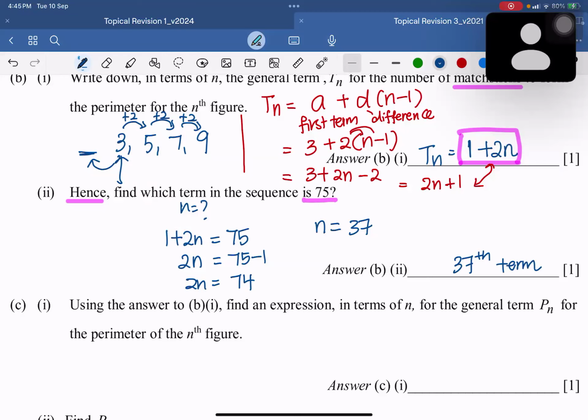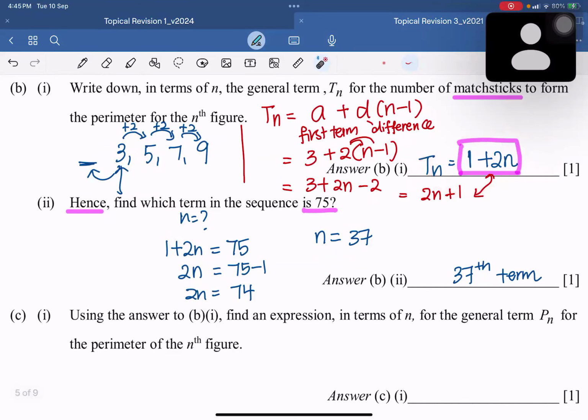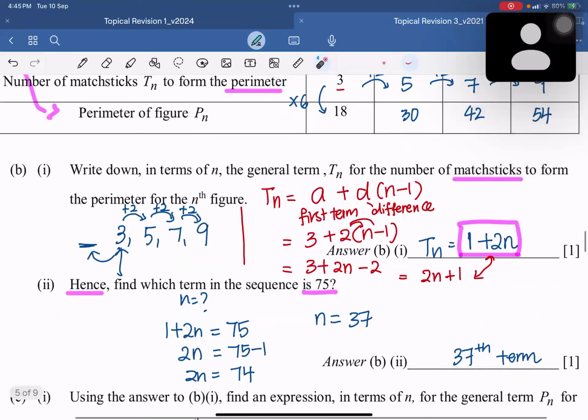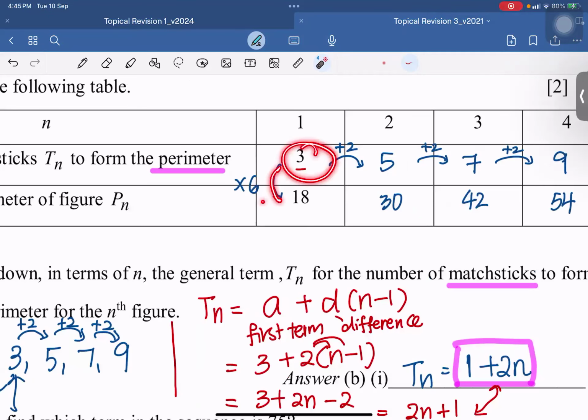They didn't just say find the value of n. They ask you which term, term number 37. Okay, thank you. Next part, part C, using the answer to part B. That means I must use this answer. Find an expression in terms of n for the general term for the perimeter. What is the relationship between the number of matchsticks and perimeter? From the matchsticks, how did we get our perimeter?